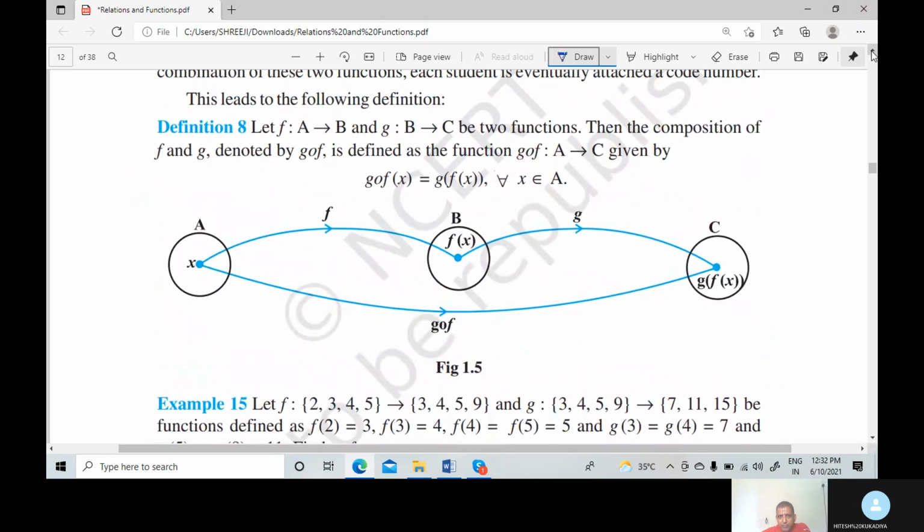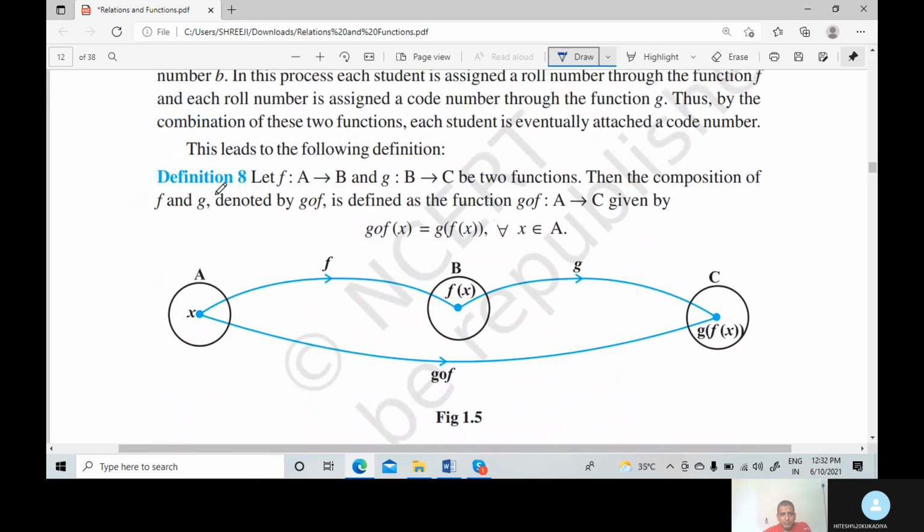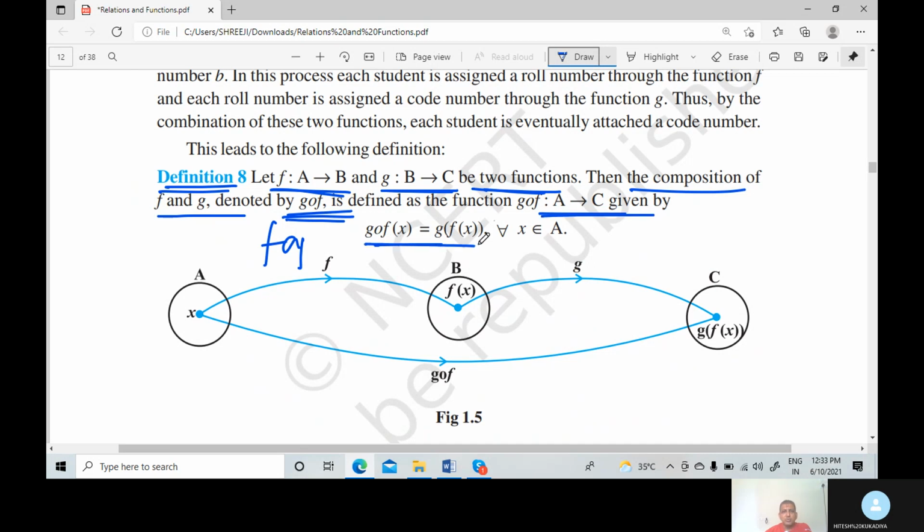Now look at this figure. This one is the definition. First we discuss the general definition. Here f is a function from A to B and g is a function from B to C. Then the composition of f and g is denoted by gof, and also fog. If you write gof, it is a function from A to C, and gof(x) equal to g(f(x)), and it's your Venn diagram.